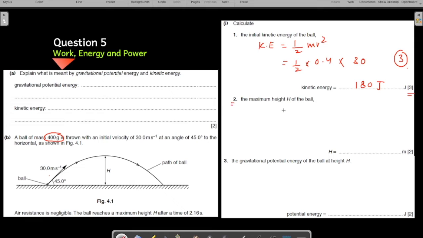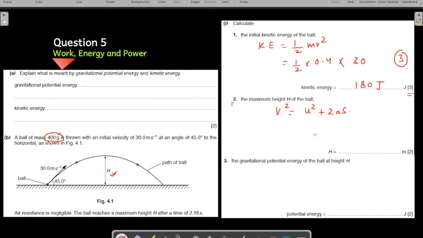Now the next part, calculate the maximum height of the ball. How do you calculate the maximum height? You have to use one of the SUVAT equations, one of the equations of motion. Which equation do you think makes sense? I'm going to use this equation: v squared is equal to u squared plus 2as.